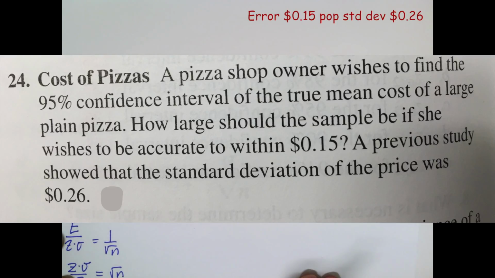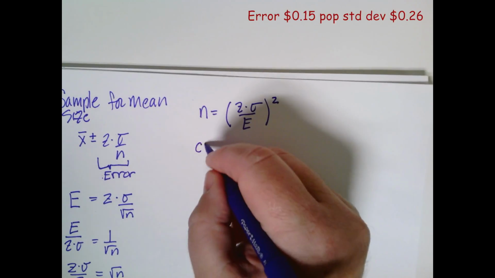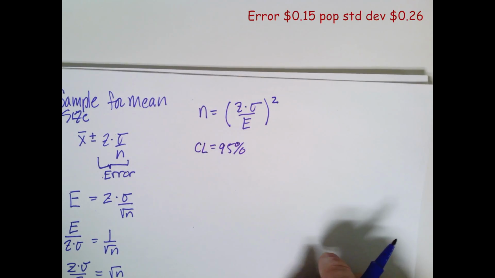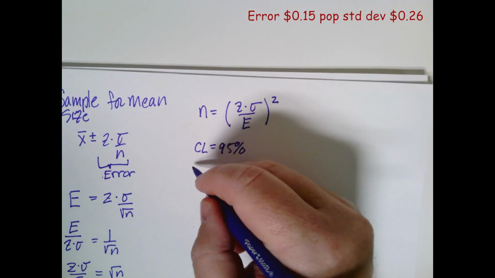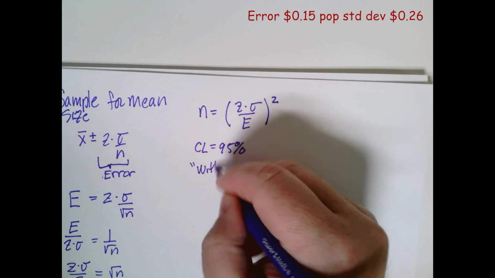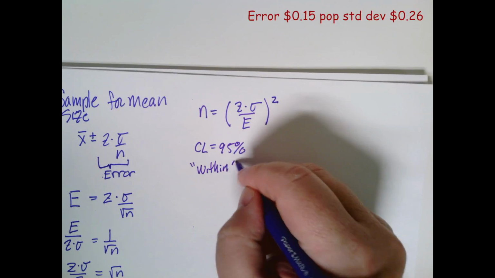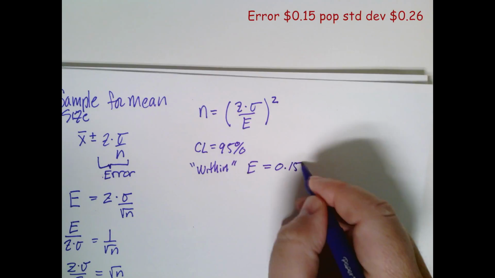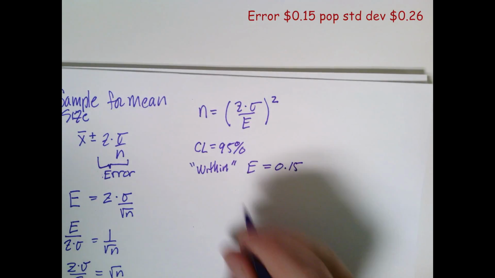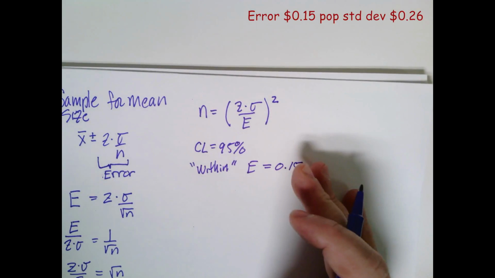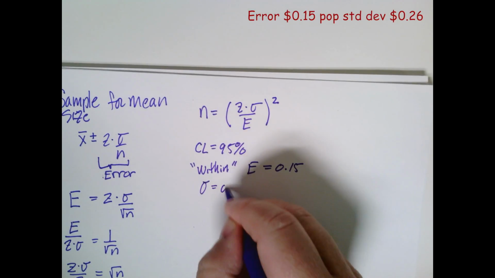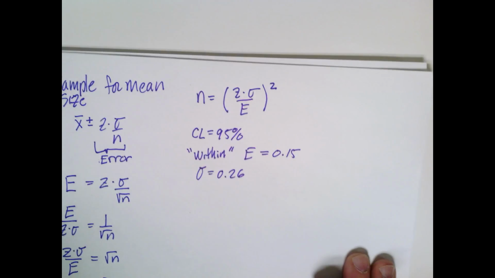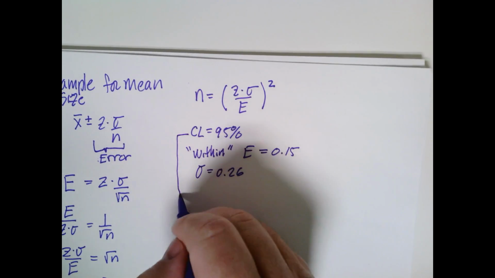Alright, so let's figure out everything we have here. The first number they give us is the confidence level, 95% confidence interval. And then they say accurate within. A lot of these problems, when they talk about within, this is the error. This is E. So they want to be accurate within 15 cents. And then the last is a previous study, the standard deviation, 0.26. Now the only thing left to do is find a z.